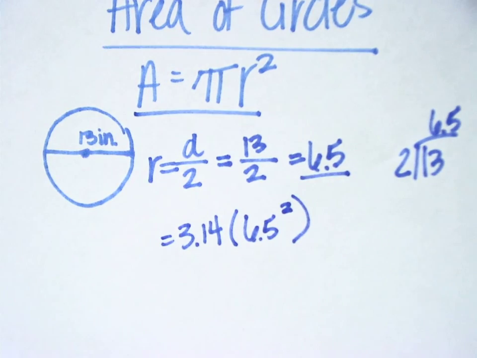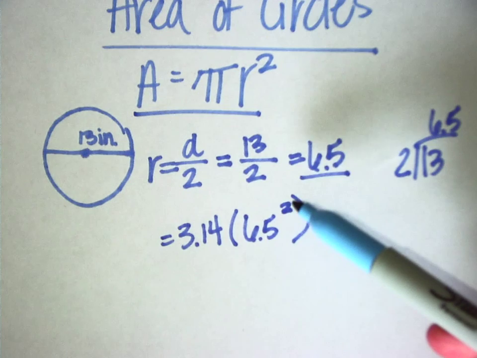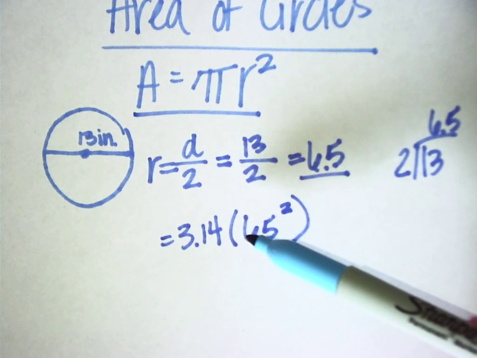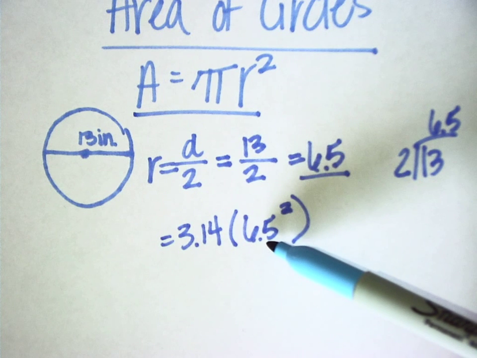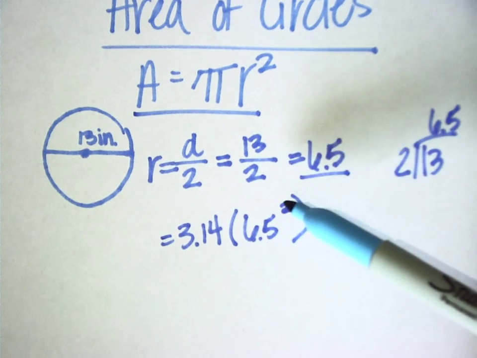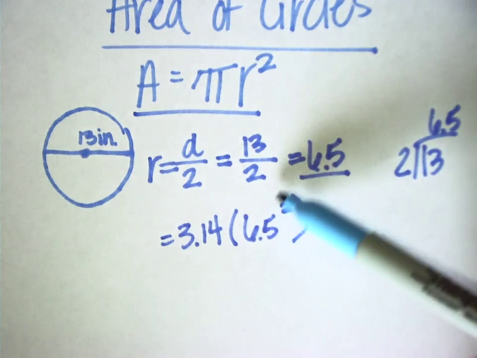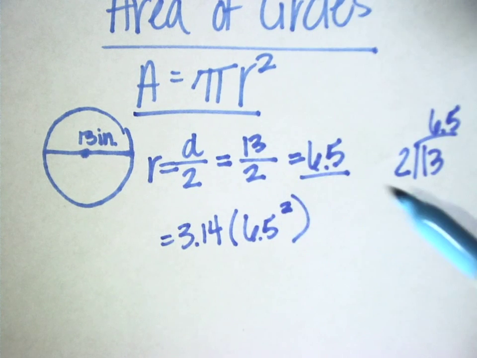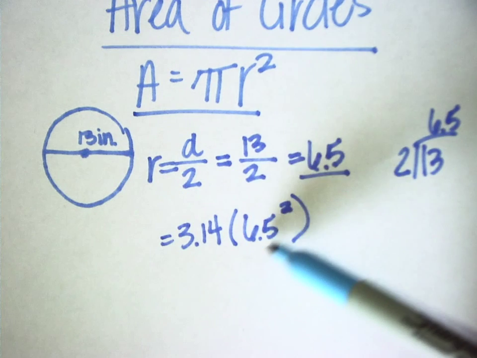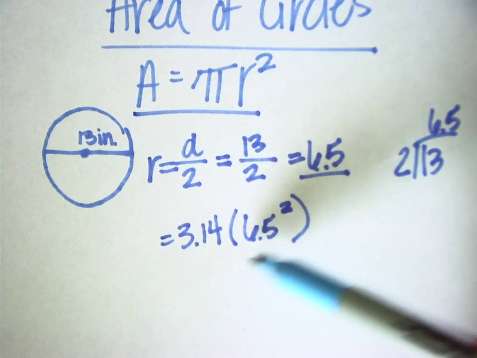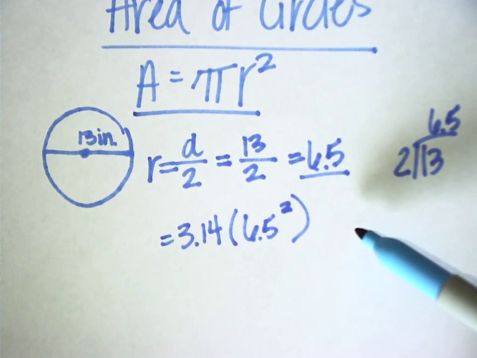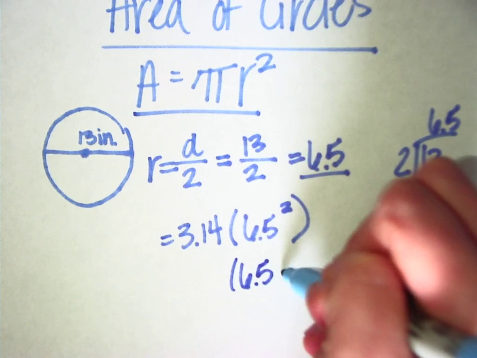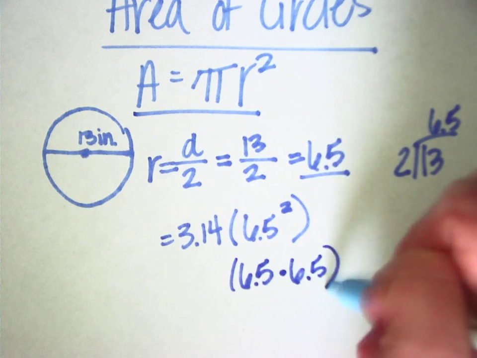Okay? Now I'm seeing a lot of people with this square either dropping it altogether and multiplying pi times the radius, or people multiplying the radius times 2. But I want you to understand that this square right here means 6.5 times 6.5. So whatever number is here, you're going to multiply that times itself. Okay? So here we have 6.5 times 6.5.